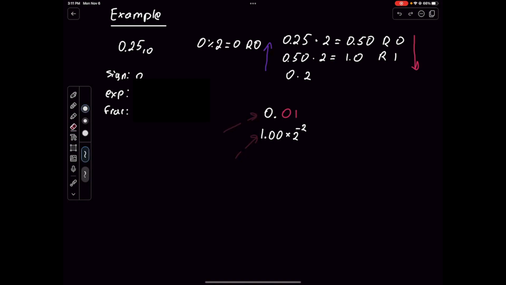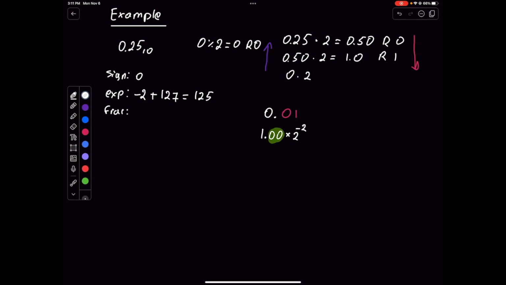All right, so now we have our exponent. That would be negative 2 plus 127, our bias, which now would be 125. Now the fractional part, we can see that. This is the fractional part. It's all zeros, so you can just put a bunch of zeros, 23 zeros, right?